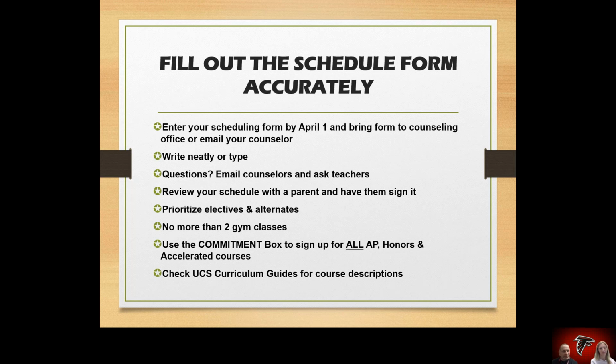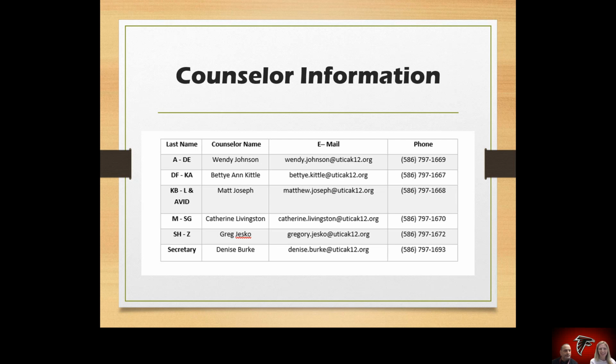Also remember, no more than 2 gym classes. You cannot take more than 2 gym classes, and use that commitment box if you signed up for any honors, AP, or accelerated courses. And lastly, check the curriculum guide. If you're not sure what a course is all about, check the curriculum guide and it will give you a description of the class. How do you contact us?